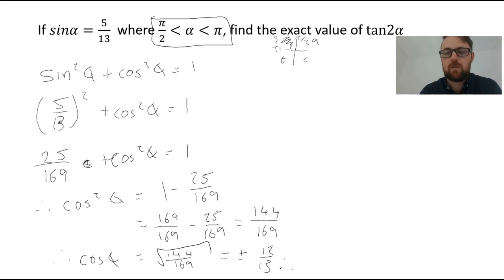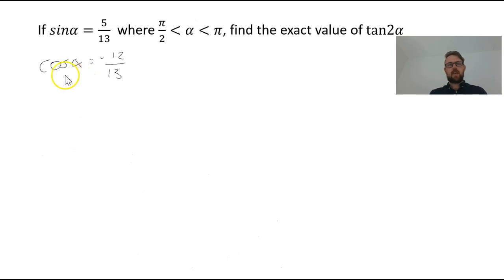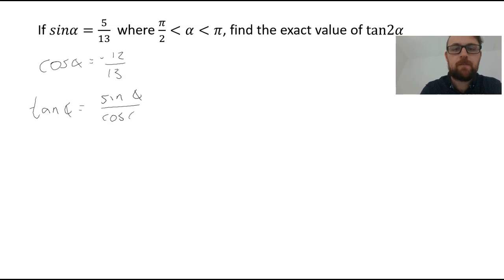So therefore cosine alpha equals negative 12 over 13 in our quadrant. All right, so we've done all that work to find out what cosine is. So I've just cleaned up the page here. We also know that tan of alpha equals sine of alpha divided by cosine of alpha.